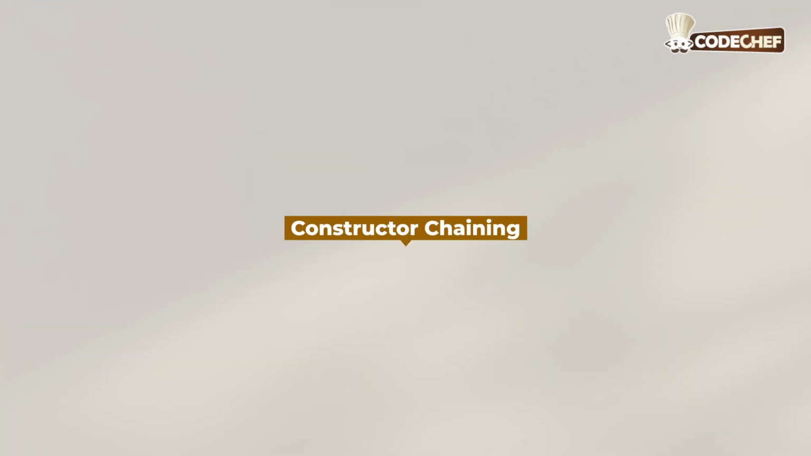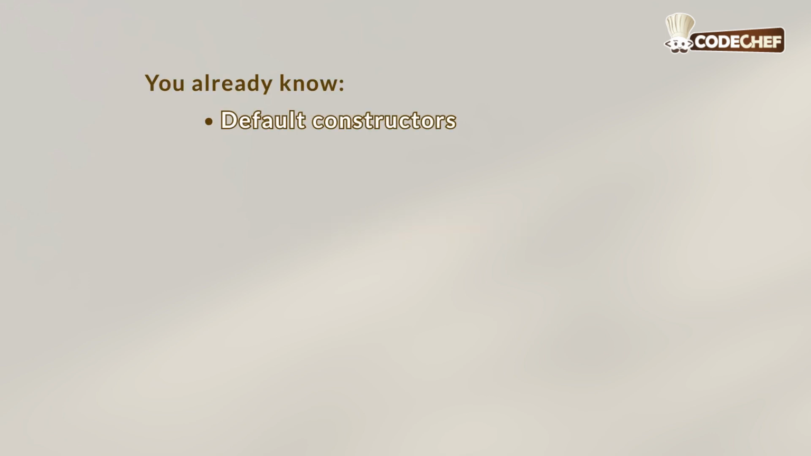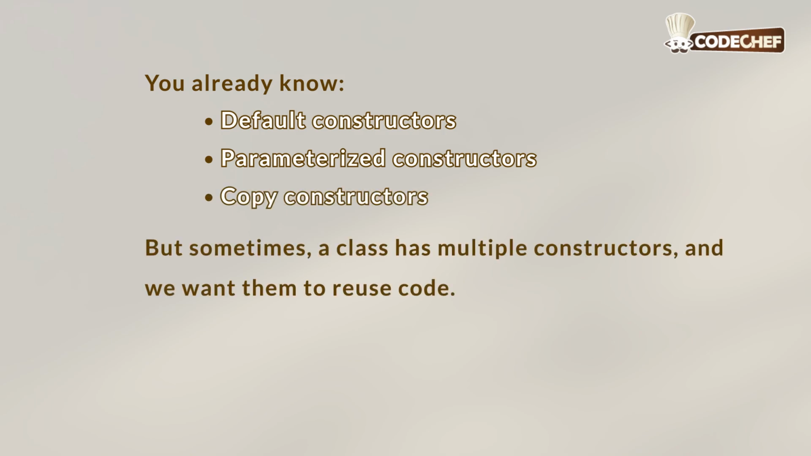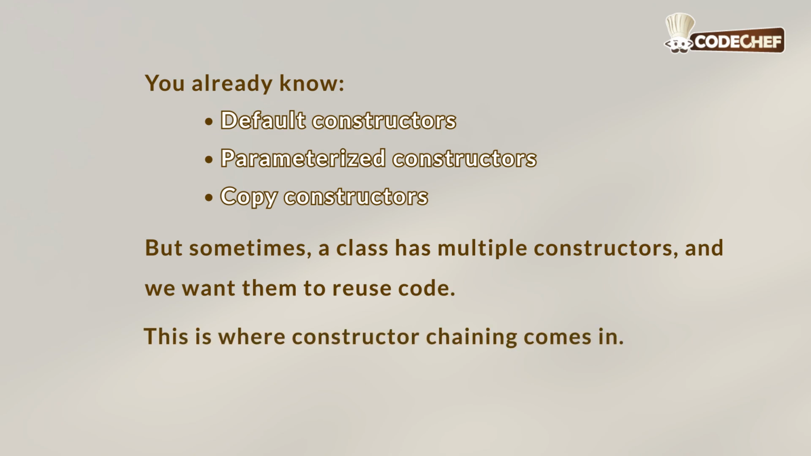Now let's talk about constructor chaining, which is another very important concept. So you already know default constructors, parameterized constructors, copy constructors, but sometimes a class has multiple constructors and we want them to reuse code. This is where constructor chaining comes in.